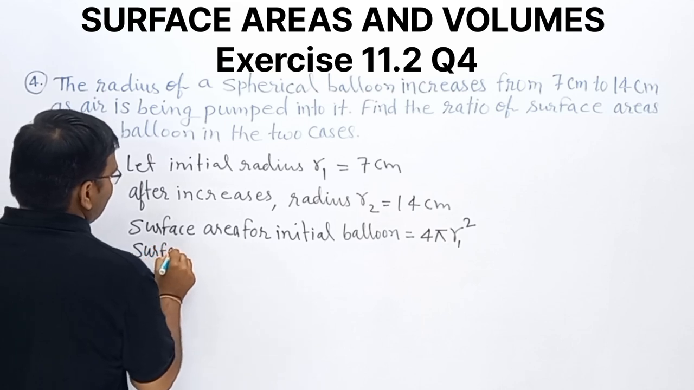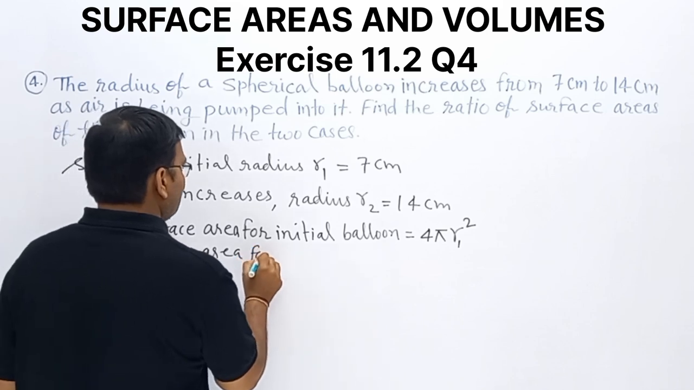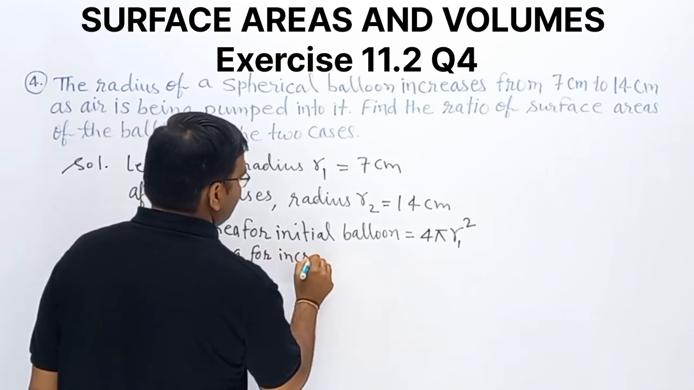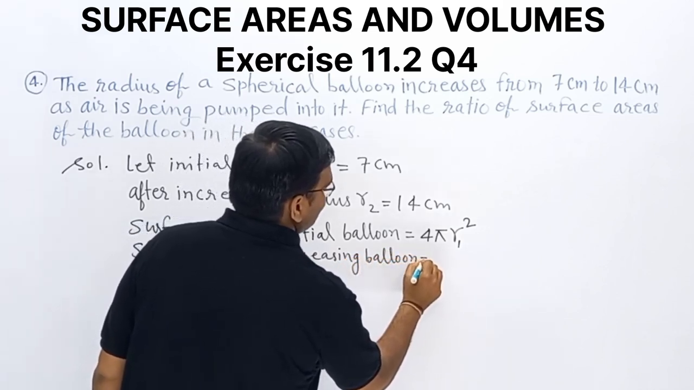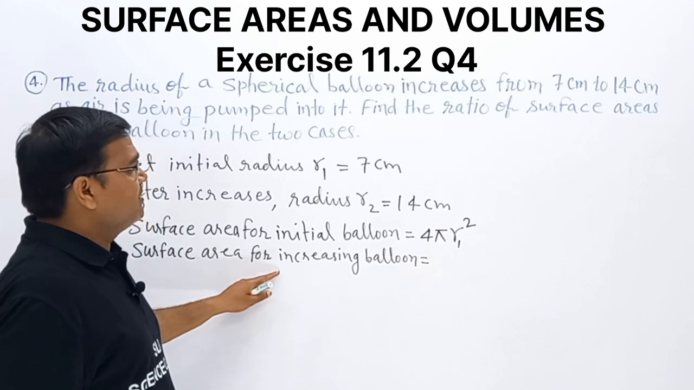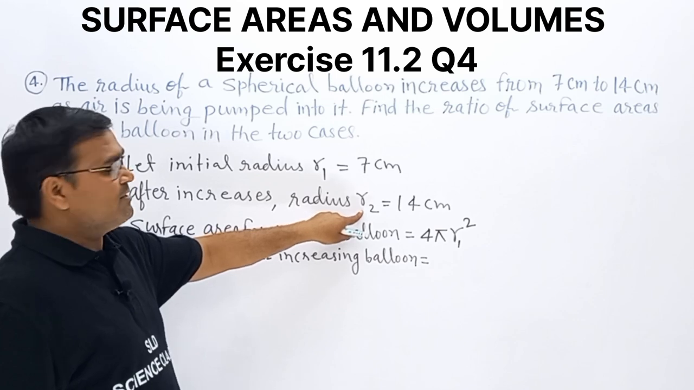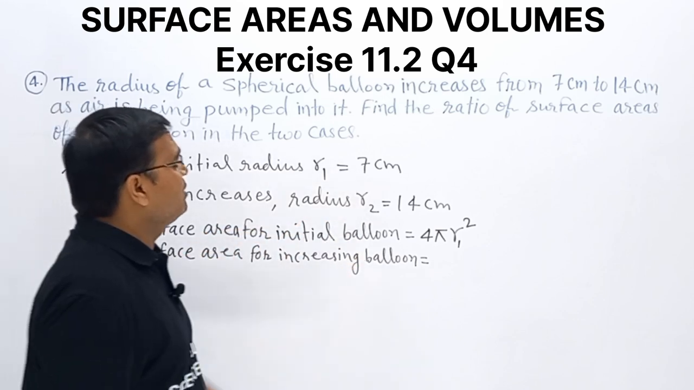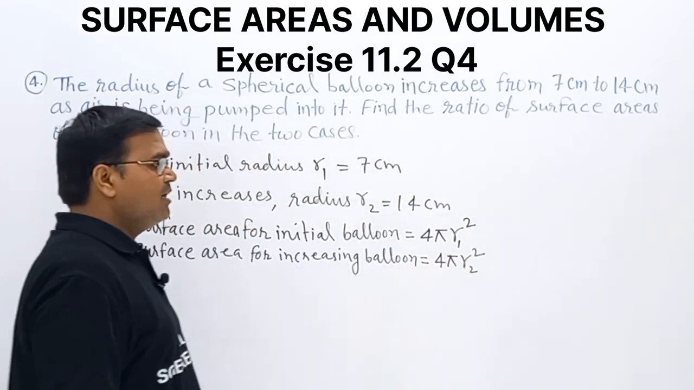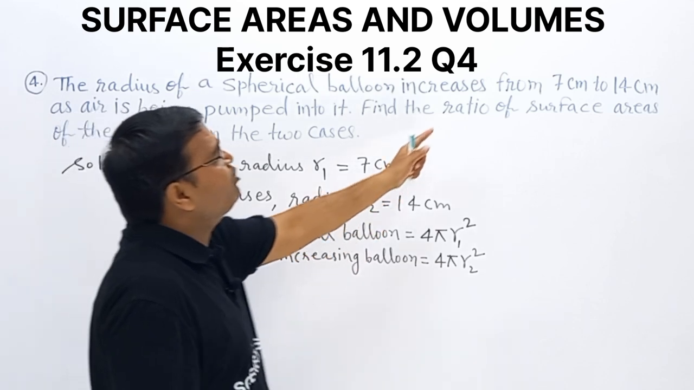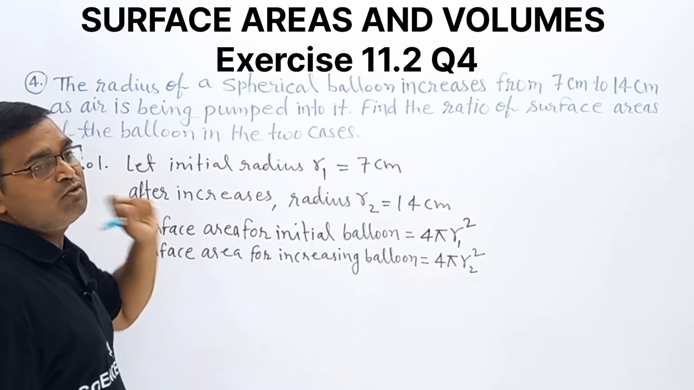The surface area for the increased balloon: after air is pumped, the radius is increased to 14 centimeter, and that is R2. So the surface area for the increased balloon is 4 pi r2 square. Clear? The required ratio we want is the ratio of surface areas of the balloon in these two cases.